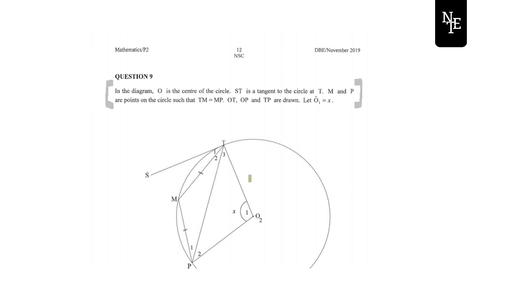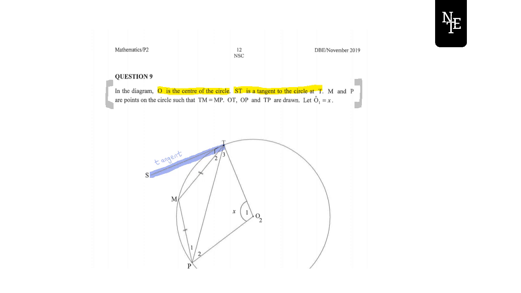It says that in the diagram below, O is the center of our circle. That's always good information to know. ST is a tangent to the circle at T. Now you guys know that I always like to highlight my tangents, and I find that it's even useful to write the word tangent right next to it, just so you remember.